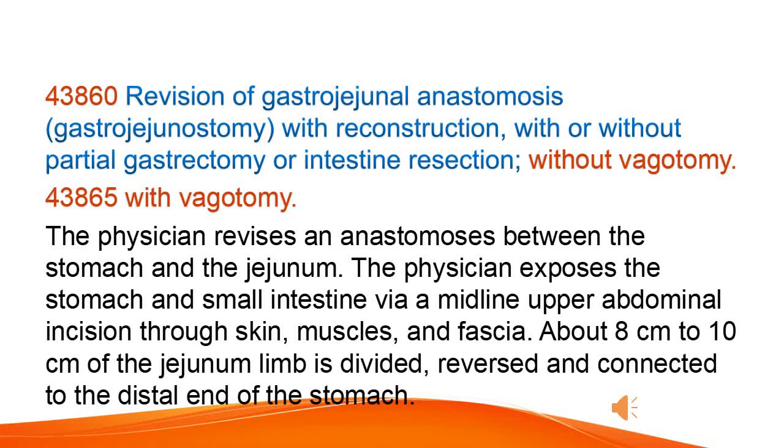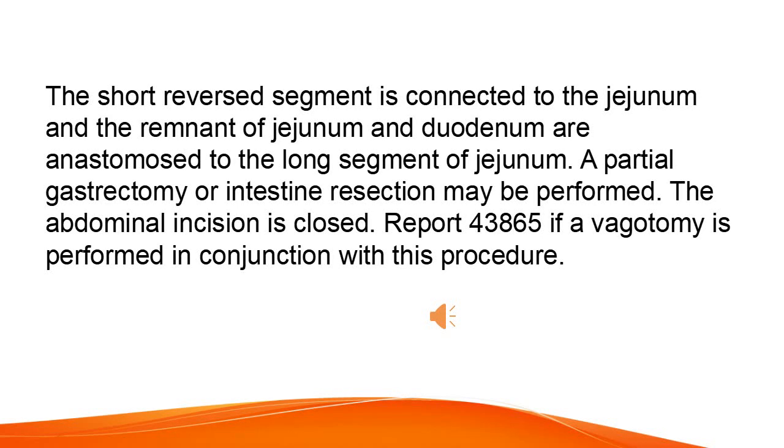About 8 cm to 10 cm of the jejunum limb is divided, reversed, and connected to the distal end of the stomach. The short reversed segment is connected to the jejunum and the remnant of jejunum and duodenum are anastomosed to the long segment of jejunum. A partial gastrectomy or intestine resection may be performed. The abdominal incision is closed. Report 43865 if a vagotomy is performed in conjunction with this procedure.